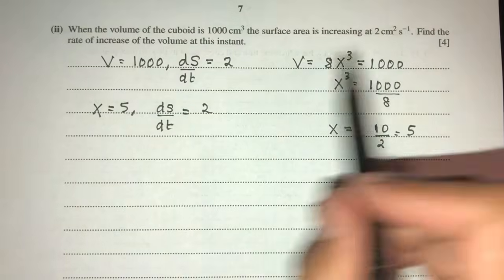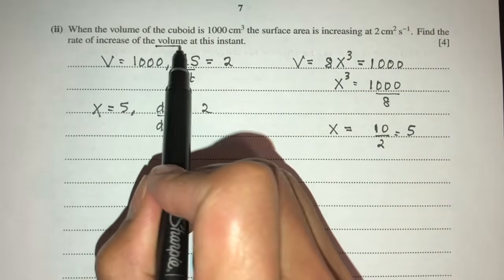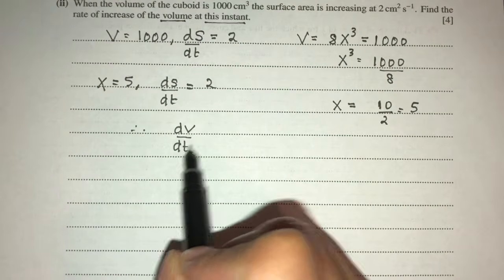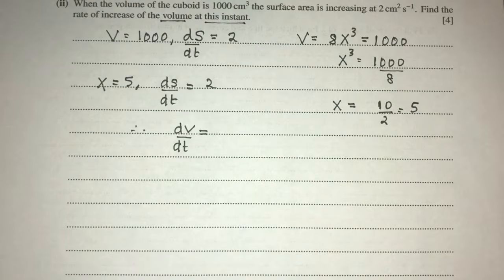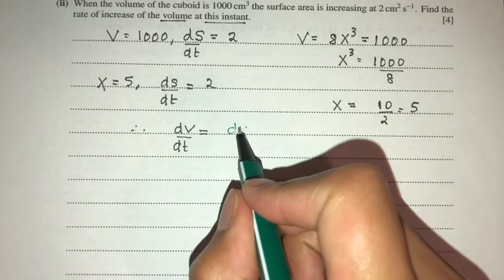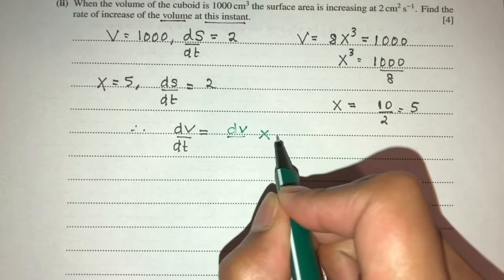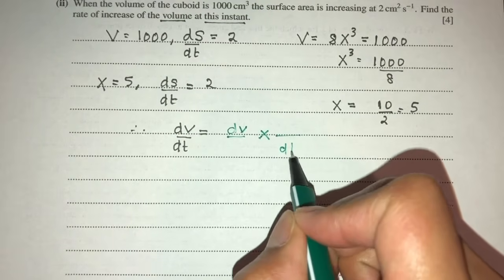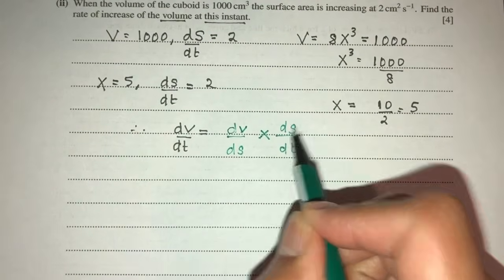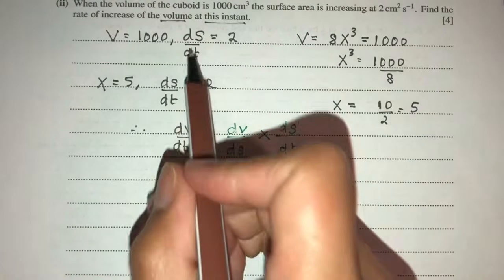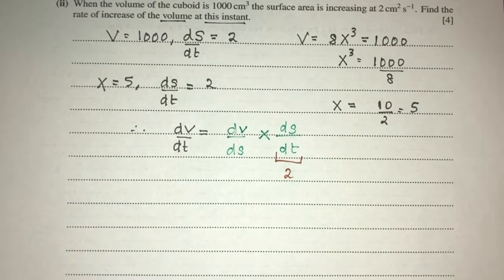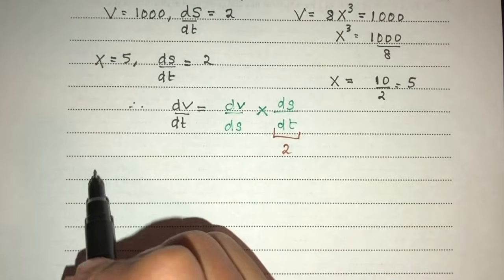Now we need to find the rate of increase of volume at this point. So we have to find rate of increase, so dv by dt. So to find this, we need to form an equation. So dv by dt is equal to, on top we have dv, we have to multiply by, below we have dt, and what connects these two? As you can see, ds connects these two. So here we have ds by dt is equal to 2. So we have to find dv by ds.